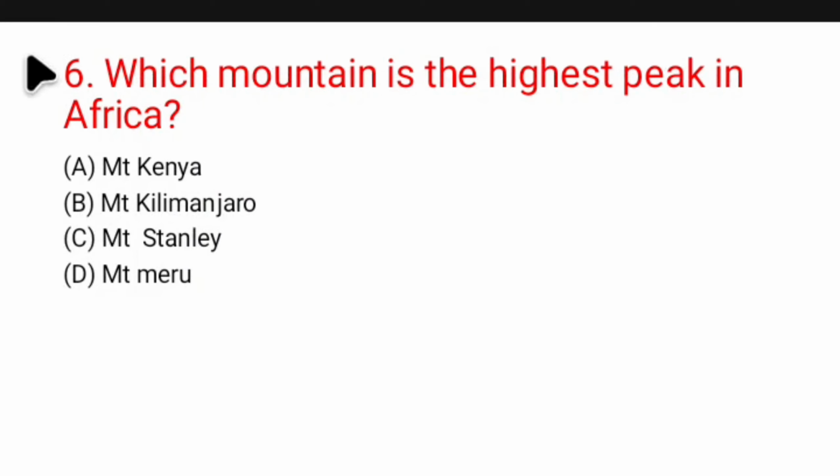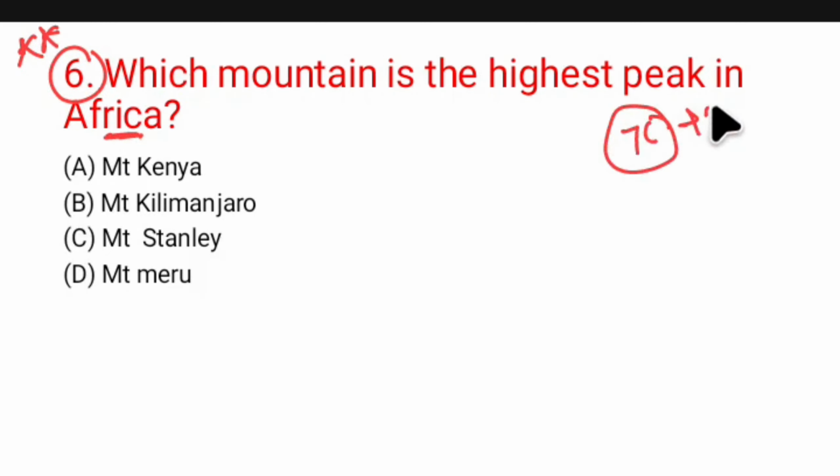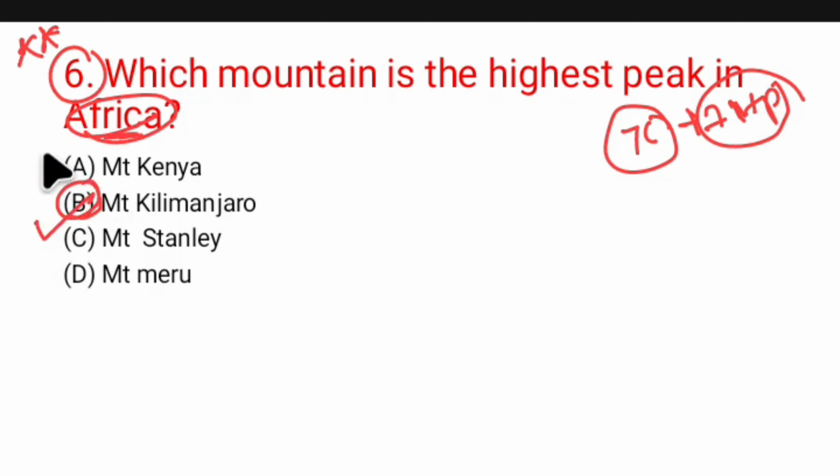And this is the most important question. Which mountain is the highest peak in Africa? So there were 7 continents. So 7 highest peaks, one for each continent. And for Africa, it is the Mount Kilimanjaro located in Tanzania. Mount Kilimanjaro is the highest peak located in the Africa region. Therefore, option B, correct option for question number 6.